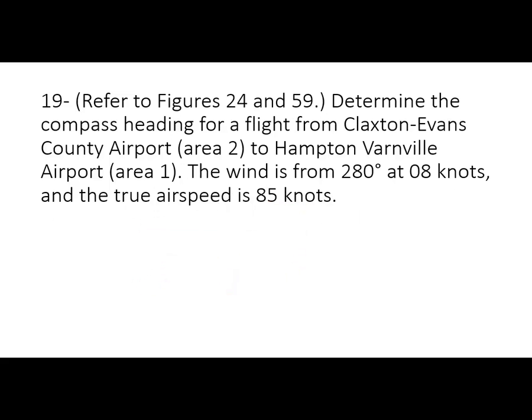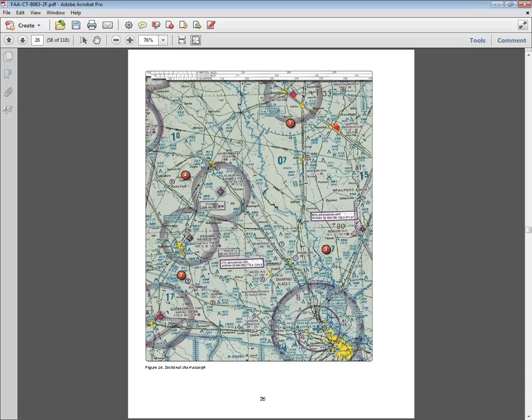All right. Number 19, determine the compass heading for a flight from Claxton Evans County. We haven't done compass heading yet. So this one, again, we've got to start with our true course. As we've done for all these direction questions, we've got to measure on figure 24 the direction between these airports, the true course between these airports. So we're looking at Claxton Evans down here up to Hampton Varnville, which we just measured a second ago.